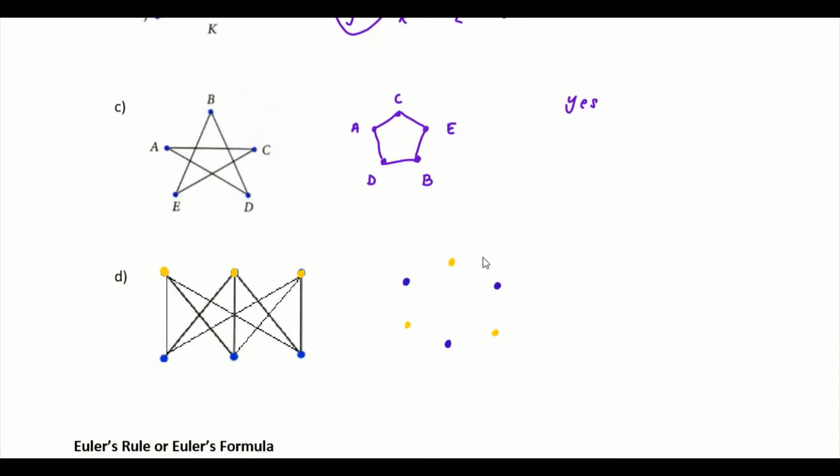So let's try to draw it. Because it's a complete bipartite graph, right? All the blue color must be adjacent to all the yellow color. So 1, 2. The same thing, the blue color adjacent to the yellow color, blue color adjacent to the yellow color. Okay, so now the thing is not complete yet. Why is that so?